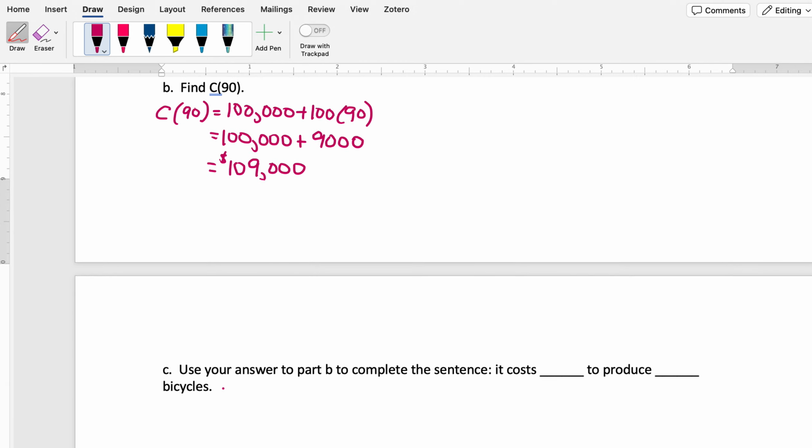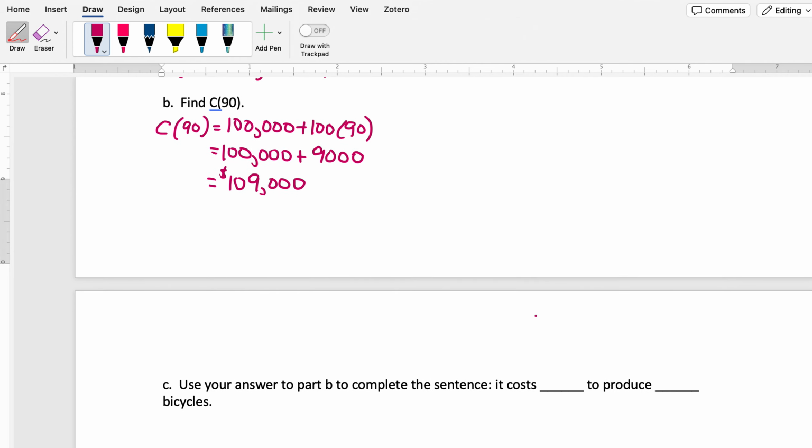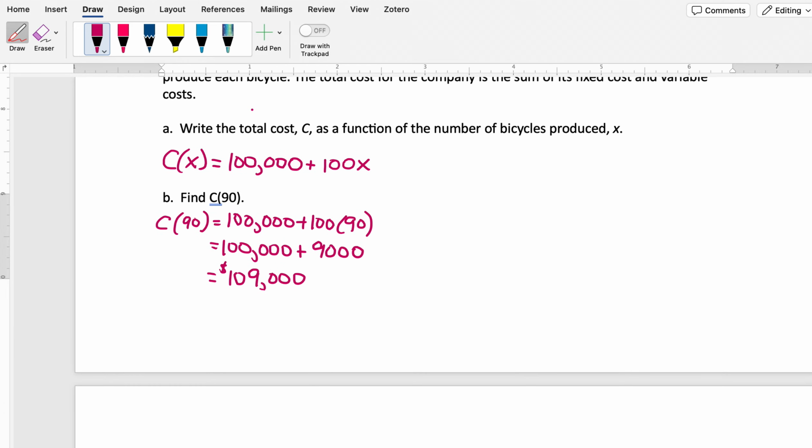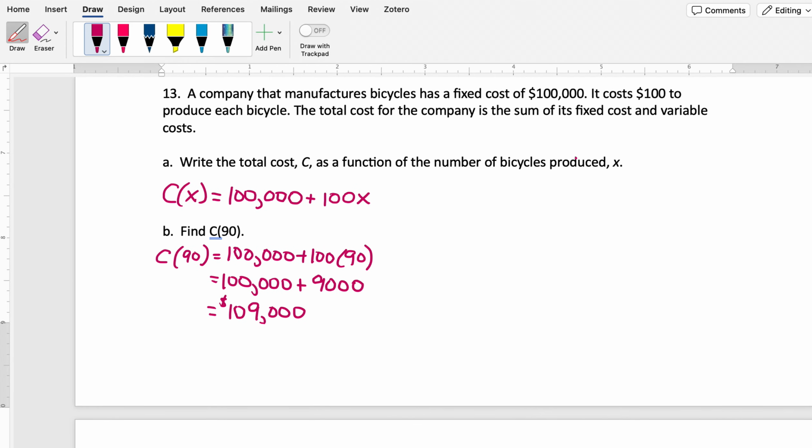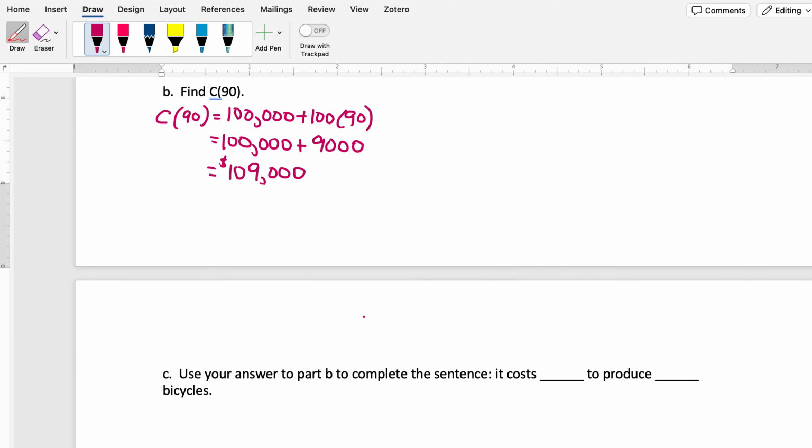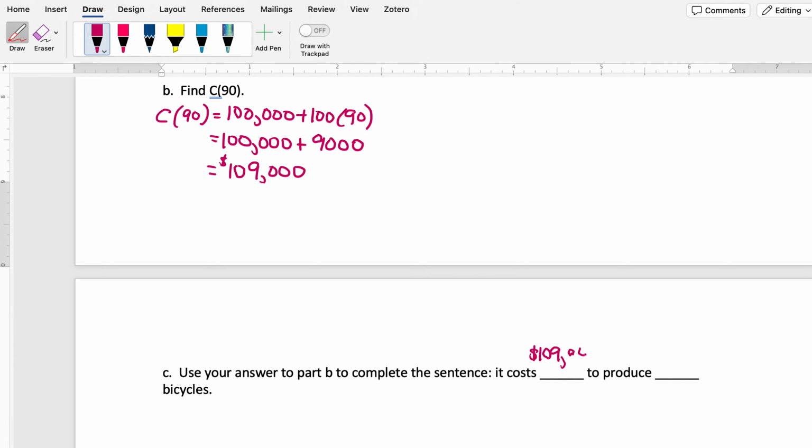And finally, we're going to complete the sentence. It costs blank to produce blank bicycles. So using our answer in part B, what we found here is that for 90 bicycles, our x is our number of bicycles produced. So when we plugged in 90, we got $109,000. So it costs $109,000 to produce 90 bicycles.